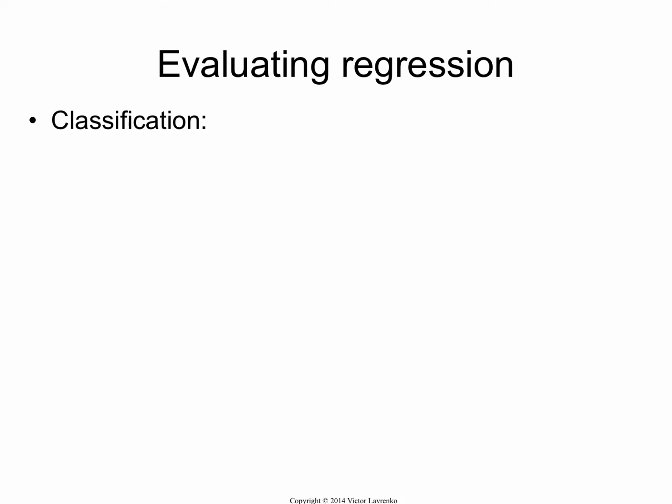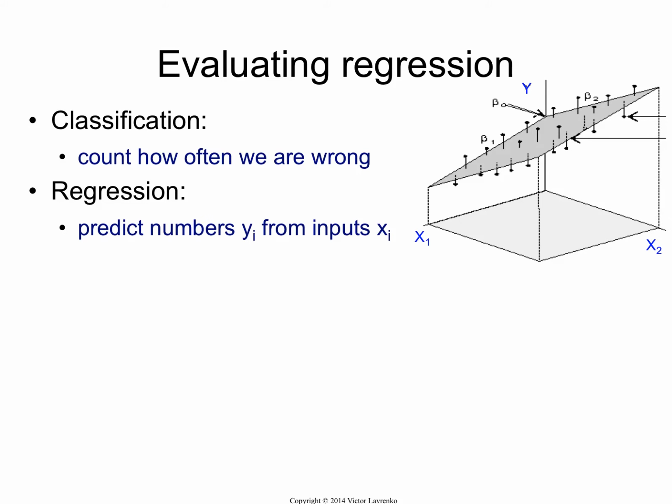Classification. Now let's talk about regression. Regression is different. In classification, we had a fixed number of labels, and we were basically counting how many times are we right, how many times are we wrong. With regression, you can't do that. You're predicting numbers, so you are always going to be wrong. And the question is not really how many times were you wrong, it's by how much were you wrong.